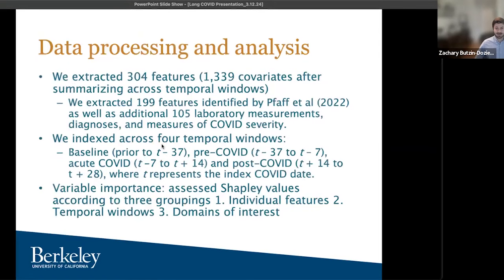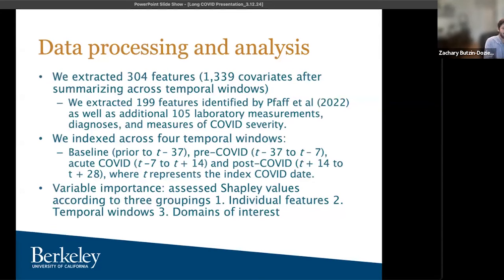In terms of our methods, we extracted 304 features from the electronic health records that we thought would be relevant to long COVID. We then indexed those features across 4 time windows because we really wanted to be able to parse in terms of interpretation. Are these characteristics related to acute COVID infection and severity, or are they just baseline factors? Are they characteristics after acute COVID-19 infection? So the windows we used were baseline, which was more than 37 days before COVID-19, pre-COVID, which was between 37 and 7 days before COVID, acute COVID, which was 7 days before to 2 weeks after.